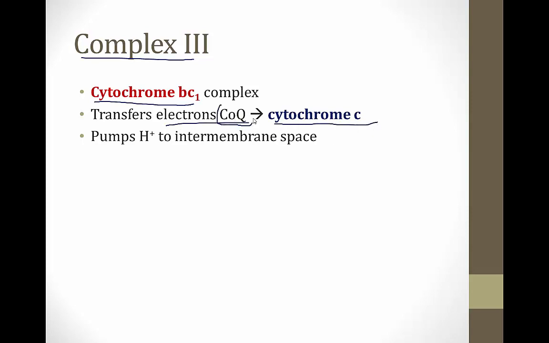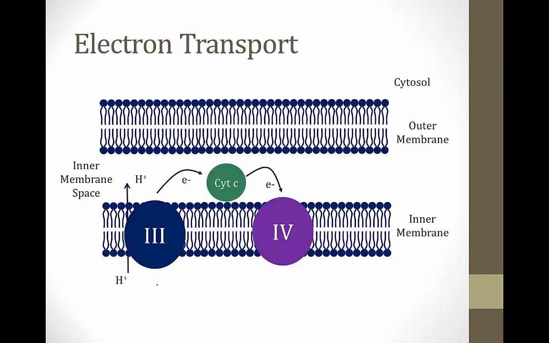Just like coenzyme Q shuttles electrons between complexes 1, 2 on the way to 3, cytochrome C is going to shuttle electrons from complex 3 to complex 4. In the process of doing this, it will pump hydrogen ions into the inner membrane space. Here's a picture just to make this very clear in your mind. Complex 3 takes the electrons from coenzyme Q and transfers them to cytochrome C, which is found in the inner membrane space. Cytochrome C then transfers the electrons to complex 4. In the process, hydrogen ions are pumped into the inner membrane space.